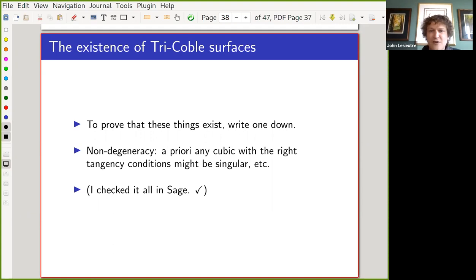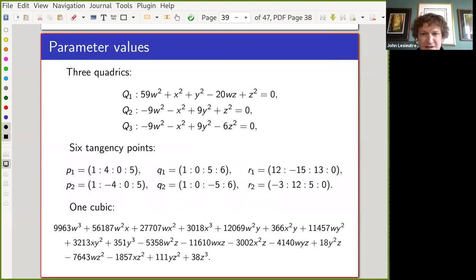So I think the only way to actually check that these things exist, that they're not all degenerate, is to just write one down. And for this, it's easier to use the computer. So you would expect that the general one should have these invariant curve-free involutions. To actually check that there is a general one, probably going to want a computer. So here are a choice of 3 quadrics, 6 tangency points, and a cubic surface that's tangent to 2 of the quadrics at each of those 6 points. This looks like a big mess.